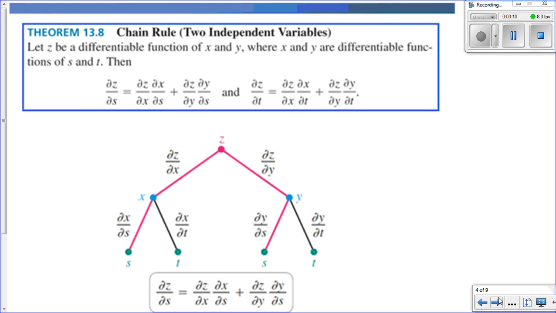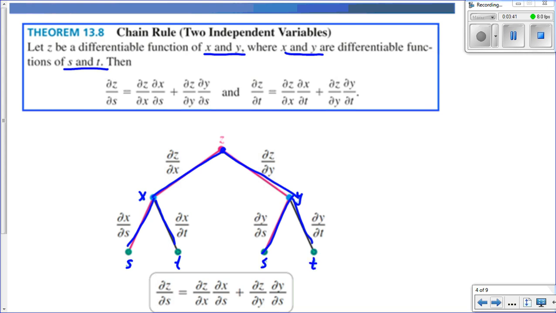So in this problem, we're told that Z is a differentiable function of X and Y. So we have Z here with X and Y off of that. X and Y are differentiable functions of S and T. So now we have more than one independent variable. So X depends on S and depends on T, and Y also depends on S and T. So we'll have S and T at that next level under both X and Y.